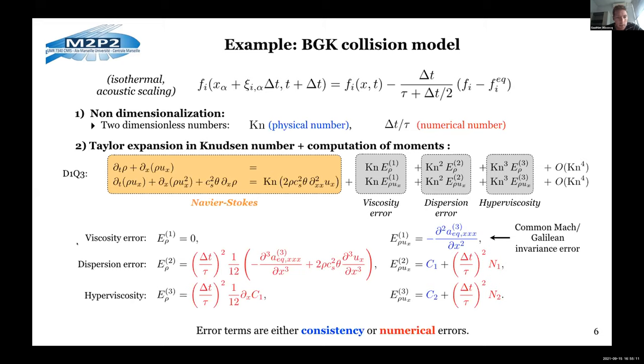And we can see, for example, if we focus on the viscosity error, that there is no error affecting the mass equation, but there is one error affecting the momentum equation, which is a consistency error. It is actually the very common Mach error, also referred to as the Galilean invariance error, due to the low number of velocities in our lattice.